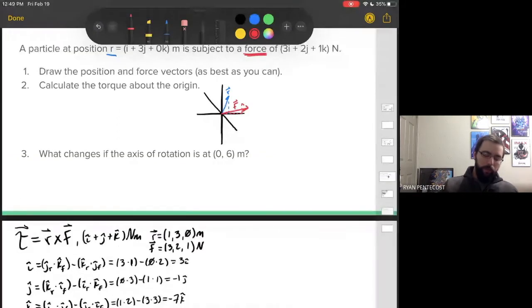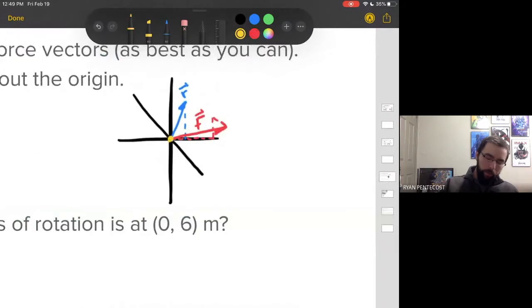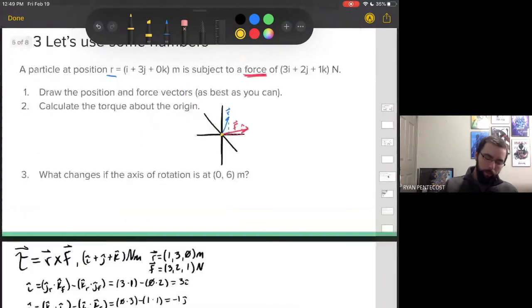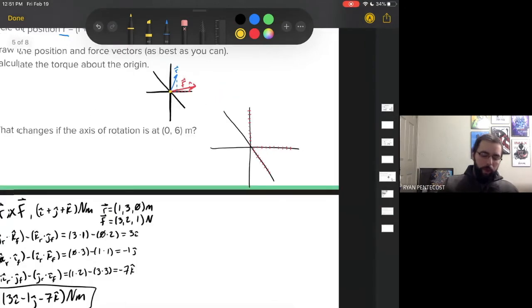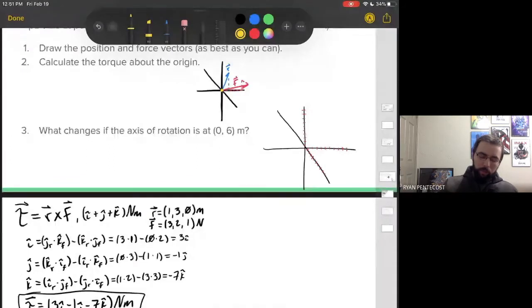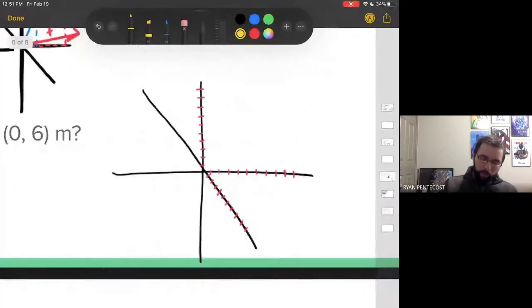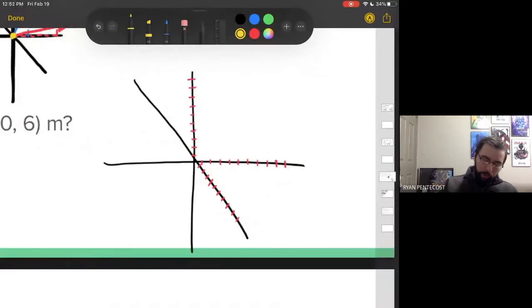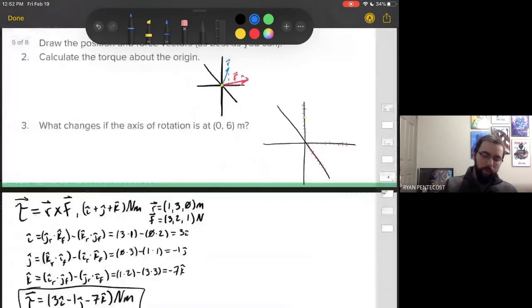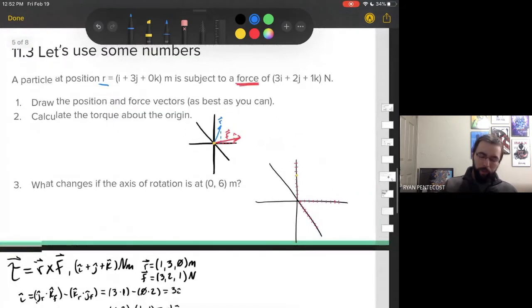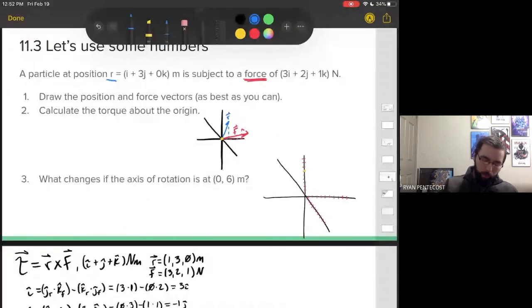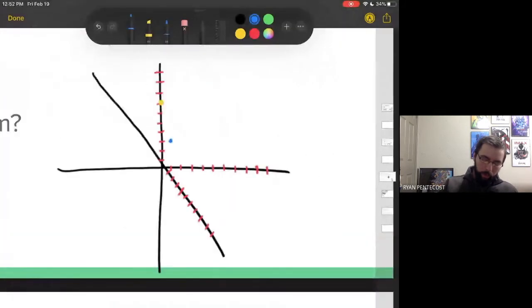Now, what changes if the axis of rotation is at 0, 6? So before, our axis was about the origin, right? We assume. All right, so we are now going to find what changes if the axis of rotation is at 0, 6. So before, our axis was at the origin. This time our axis is here. So now the position doesn't change, but now its relative vector changes. So we were at this point here. Okay, that was our R.